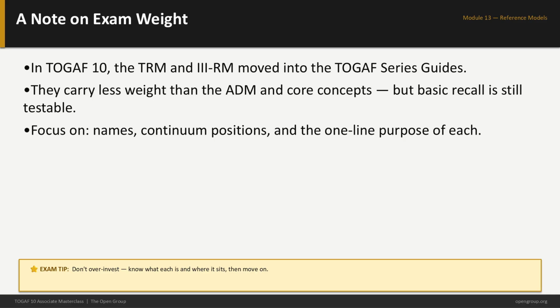A practical word on exam strategy. In TOGAF 10, both the TRM and the 3RM were moved into the TOGAF series guides, and as a result they carry less weight than the ADM and the core concepts. That said, basic recall is still fair game. So be efficient here, focus on the names, the continuum positions, and the one-line purpose of each model. Don't pour hours into memorizing every platform service category. Know what each model is and where it sits, be able to tell them apart, and then move your energy back to the ADM, where the bulk of the marks genuinely live. Smart preparation means matching effort to weight.